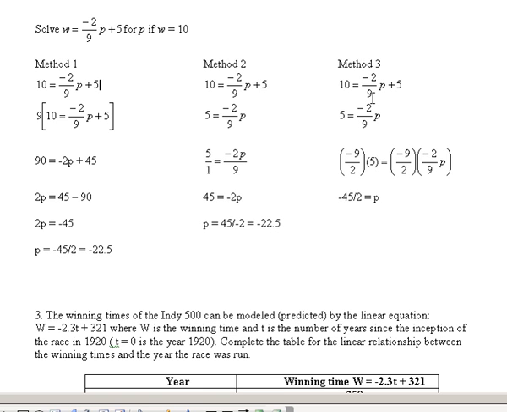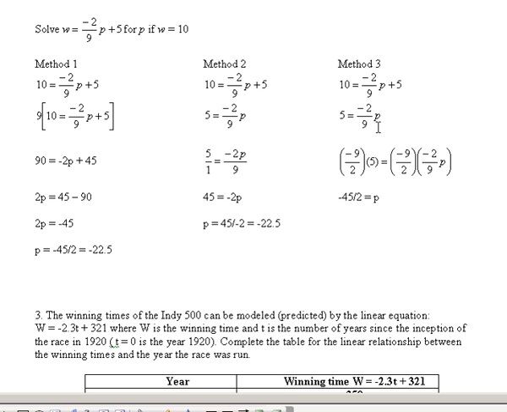Another way of solving this is to multiply by the reciprocal, but note that you cannot multiply by the reciprocal right off the bat because this negative 2/9 is only times the p. If the p plus 5 would have been in parentheses, I could have multiplied by the reciprocal right off the bat. But since it's not, first thing is subtract off the 5. And I get 5 equals negative 2/9 P.